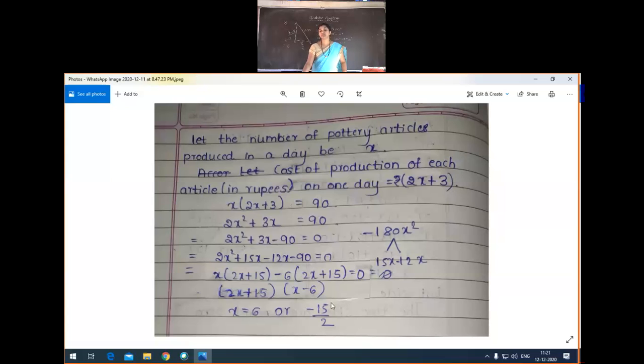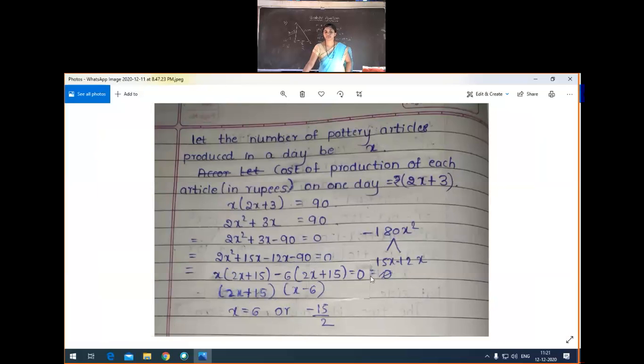When we equate these two to 0, then x is equal to plus 6 or x is equal to minus 15 by 2. Now which one do we have to choose? X is equal to 6. Let the number of pottery articles produced in a day be 6.